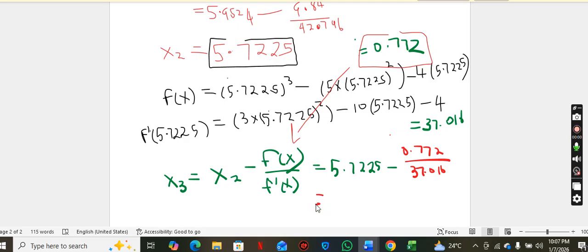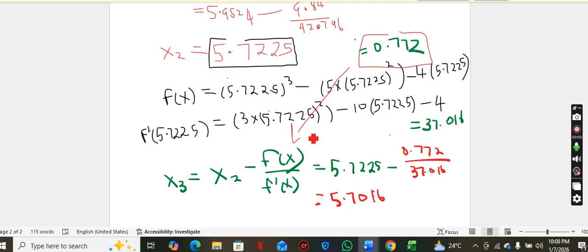Can you give me the final answer? 5.7016. Okay, so you can see x2 and x1 not really far apart from each other. So you know that now I'm getting closer to the value I'm looking for.